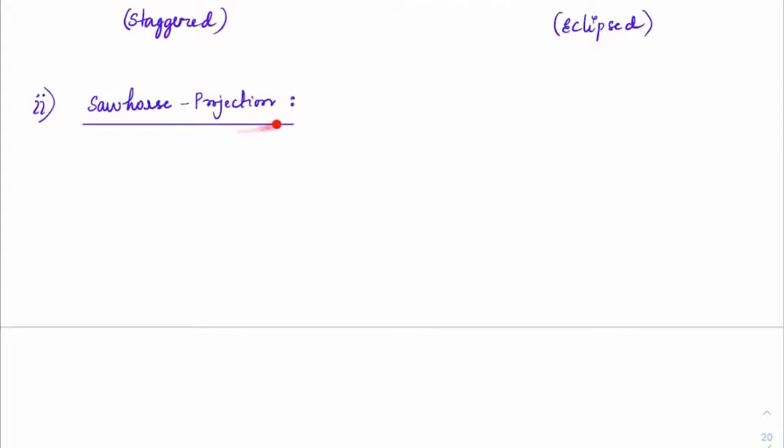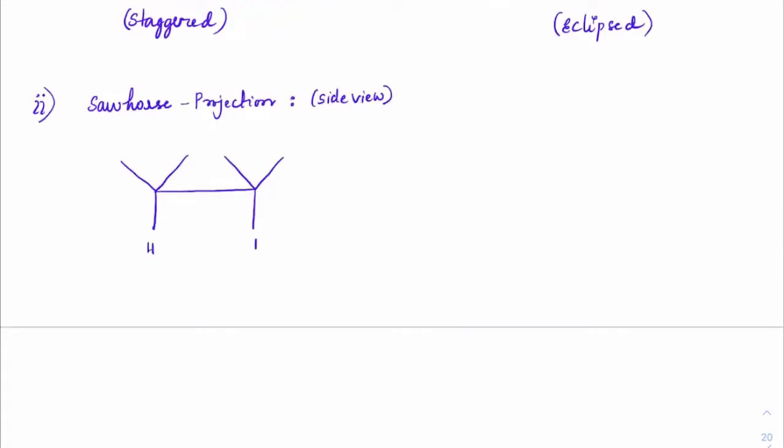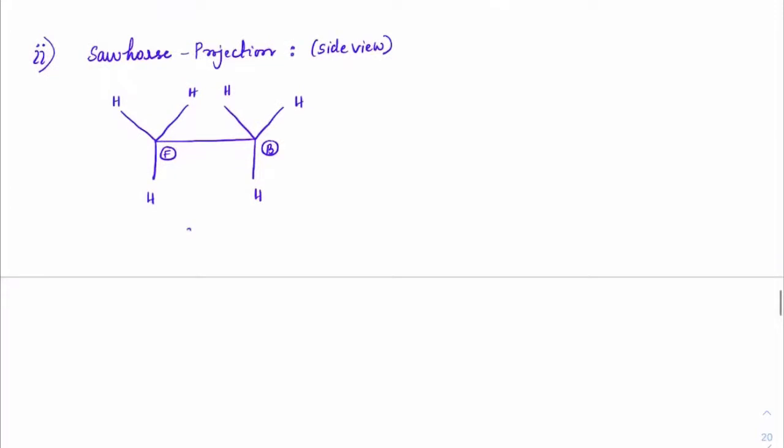Now the Sawhorse projection for the same: if you take ethane and I want to put the Sawhorse projection, it is nothing but a side view. How can I represent it? I will only represent it with the bond lines here, like this. Keep writing with me, everyone. Hydrogens here, and this is the front carbon, this is the back carbon. So can I say this is the staggered one? Sorry, this is the eclipsed one.